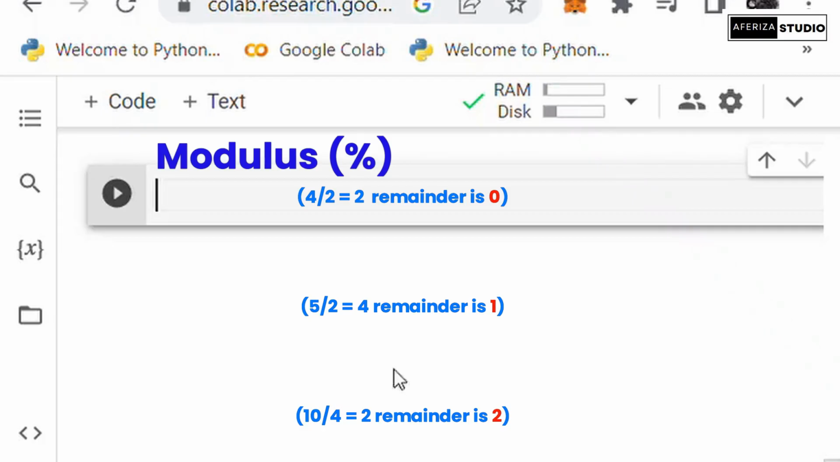Python operator modulus uses the symbol of %. It is the remainder of the division of the left operand by the right.